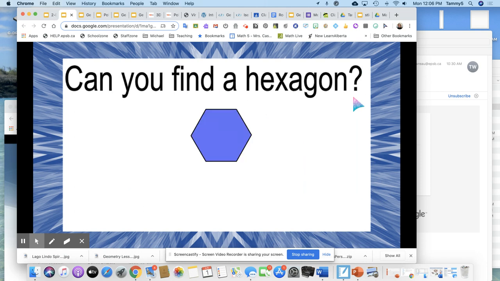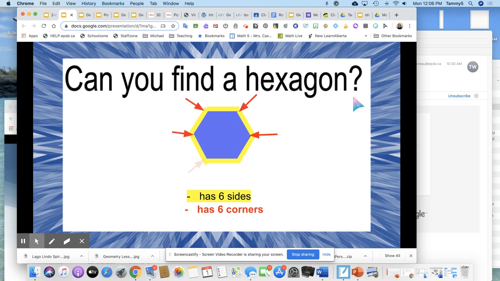Let's move on to a hexagon. A hexagon has 6 sides, 1, 2, 3, 4, 5, 6, and has 6 corners, 1, 2, 3, 4, 5, 6. Again, this might be tricky, grade 3s, but do your best. Pause the video and come back.